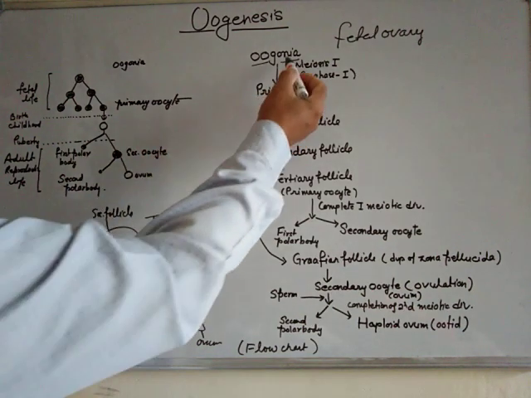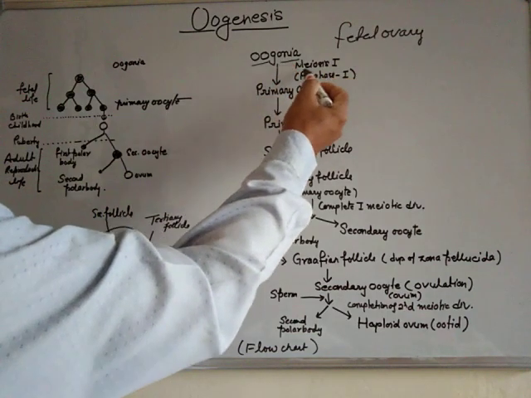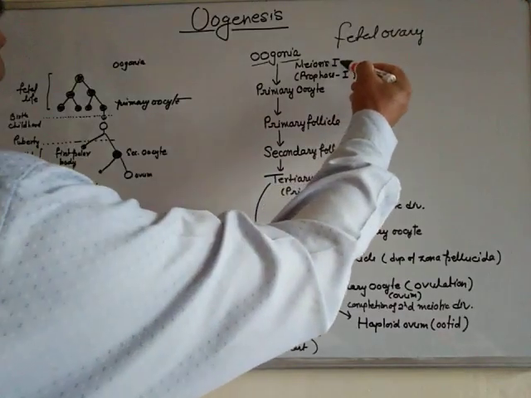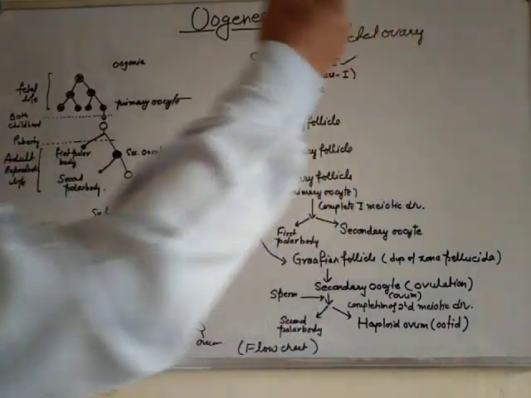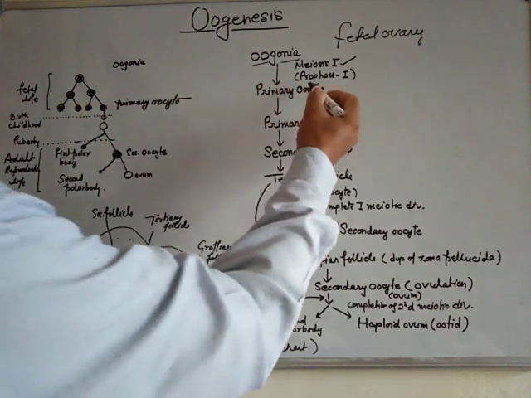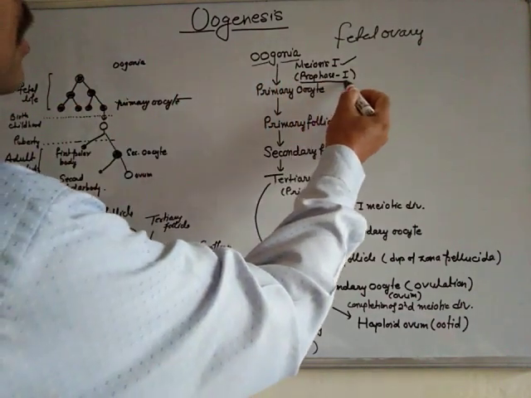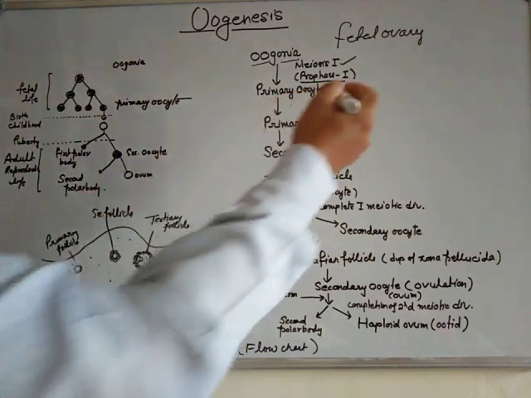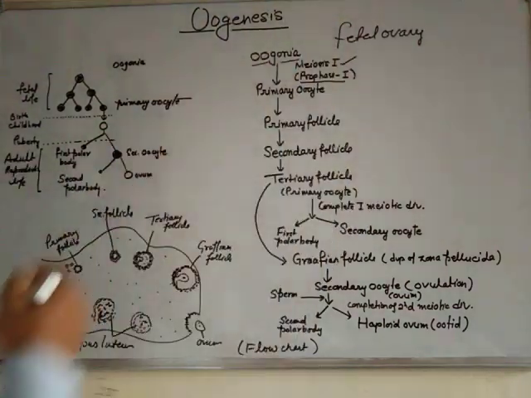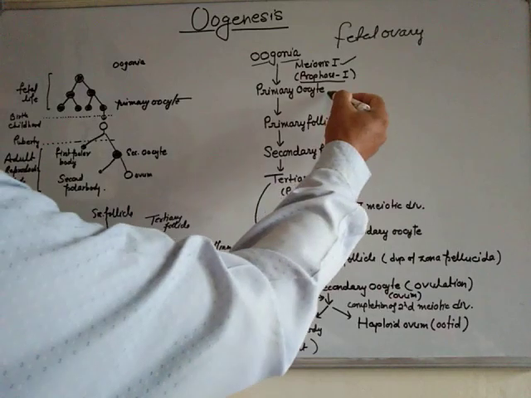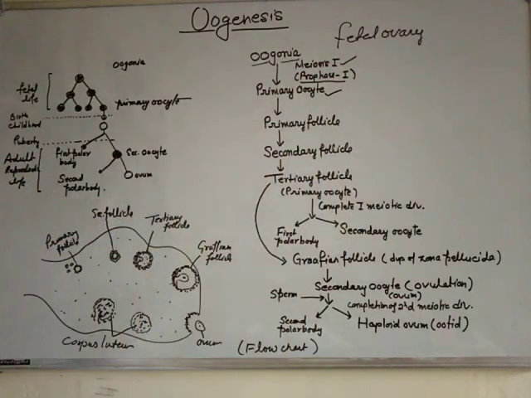Now these oogonia undergo division, that is meiosis I, with a phase called prophase I. It means their growth and development get arrested in prophase I. Now they are known as primary oocytes.